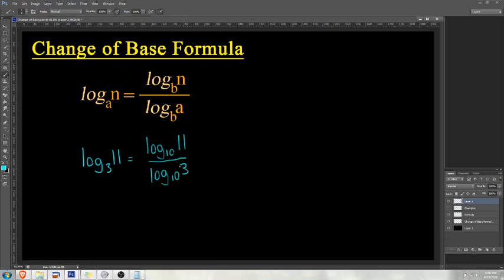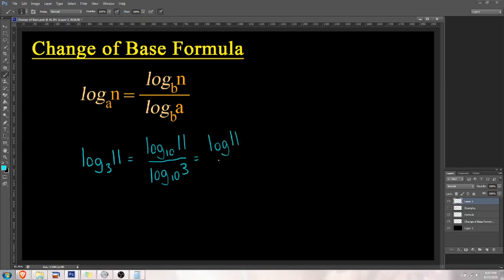Where'd the 10 come from? I made it up. Doesn't matter. This could be anything as long as it's the same on the top and the bottom. It could be 72, whatever. The reason I'm using 10 is because the calculator has common log buttons. So on the calculator, it would look something like this. There would be no 10 there.